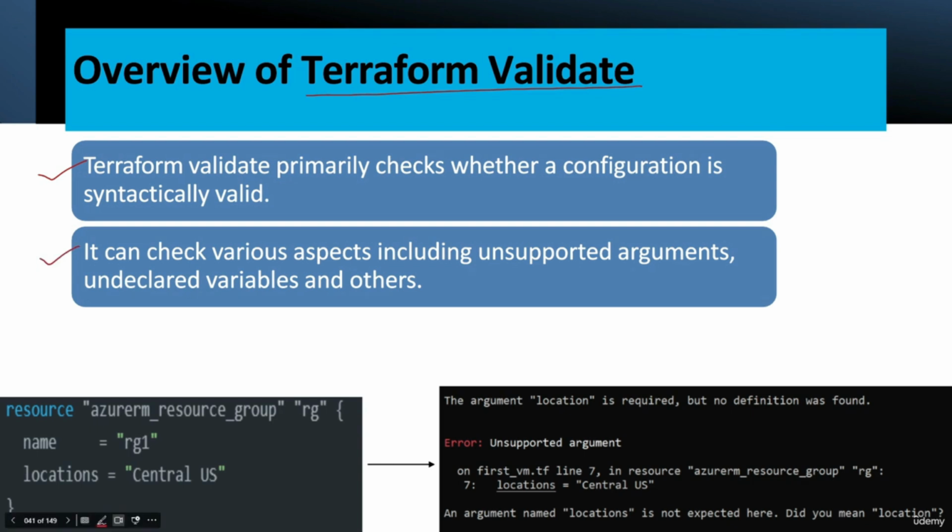In the first diagram, what we have done is we have written a resource for resource group creation. We have mentioned the arguments name and locations. When we run the Terraform validate command, we get an error. What is the error? The argument location is required, but no definition was found. And the error name is unsupported argument. What have we done wrong? We have mentioned locations instead of location. If you see the last line, it says locations is not expected here and location is required. So whenever we run Terraform validate, it will list out the errors we have in terms of unsupported arguments, undeclared variables, and I would say the syntax also.